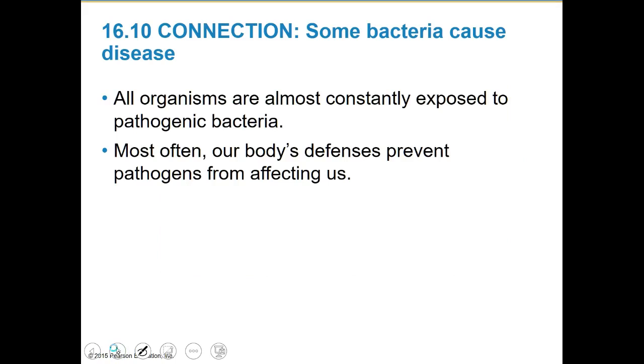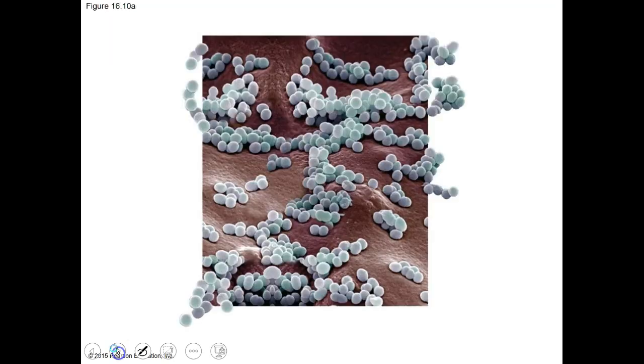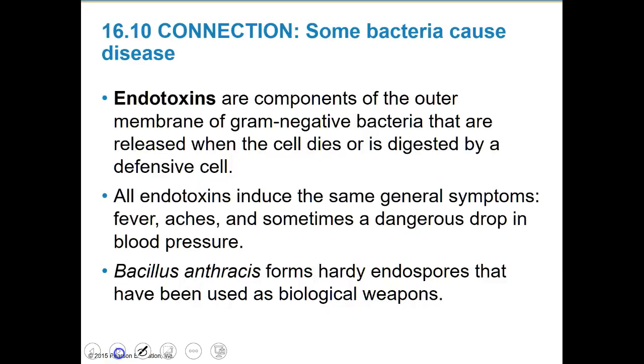Okay, so all organisms are almost constantly exposed to pathogenic bacteria. We can't avoid it. Most often, our body's defenses prevent the pathogens from affecting us. Go, body. Okay, but most bacteria that cause illness do so by producing poison. So there are some exotoxins. Exo meaning it sort of exits, so a toxin that exits. This is a protein that the bacteria secretes into the environment, secretes meaning it's pushing it out into the environment. A toxin that exits.